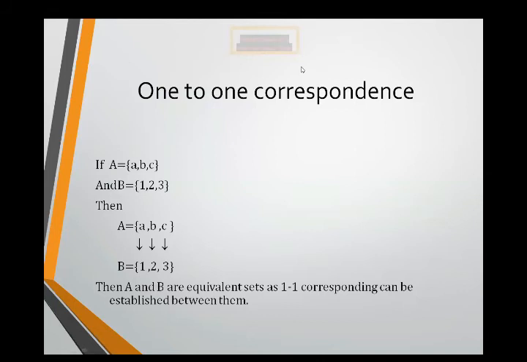Okay, there is also an important point here. A and B are equivalent sets when a one-to-one correspondence can be established between them. As you can see, there are 3 members in set A: 1, 2 and 3. We only count them. We don't look whether they are a, b, c, or x, y, z, or 1, 2, 3 or anything else. So we only count these elements. Set A has 3 elements and set B also has 3 elements. So A and B are equivalent sets as a one-to-one correspondence can be established between them.